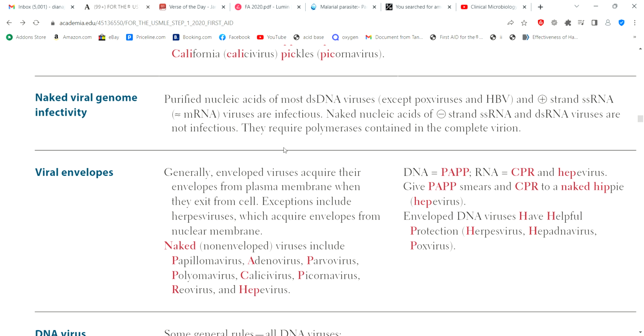So nucleic acids of most double-strand DNA viruses and positive strand single-stranded RNA viruses are infectious. The naked nucleic acids of negative-stranded single-stranded RNA and double-stranded RNA viruses are not infectious.